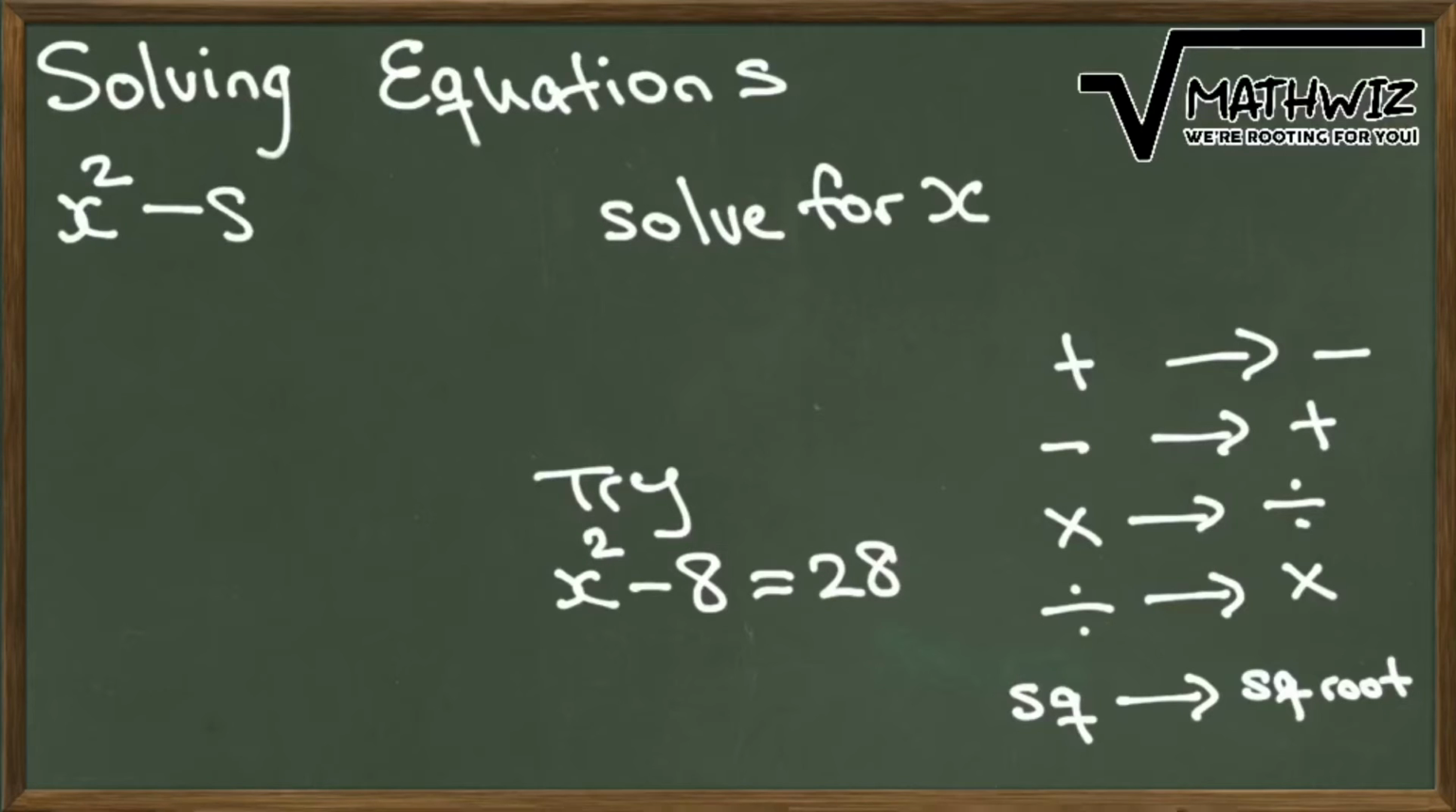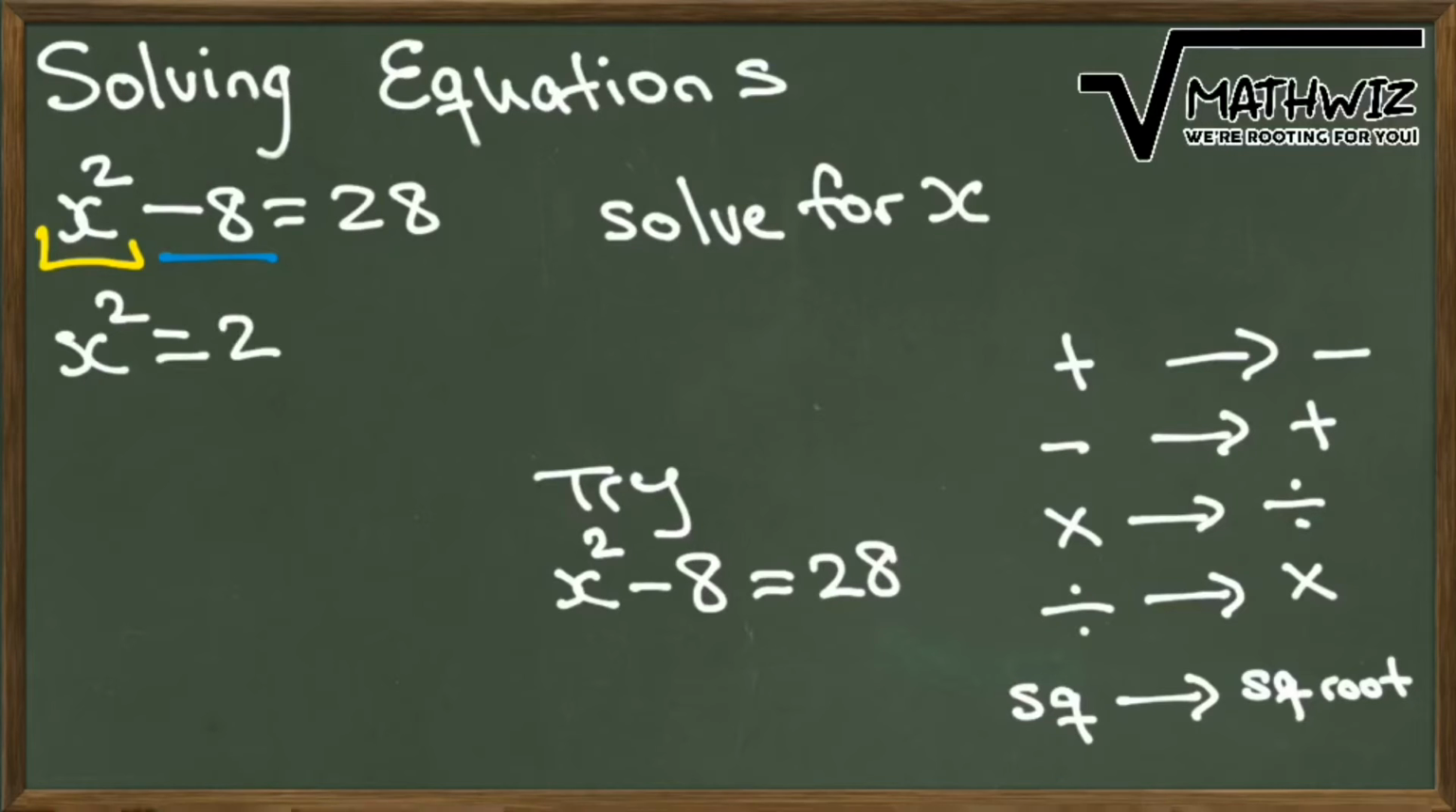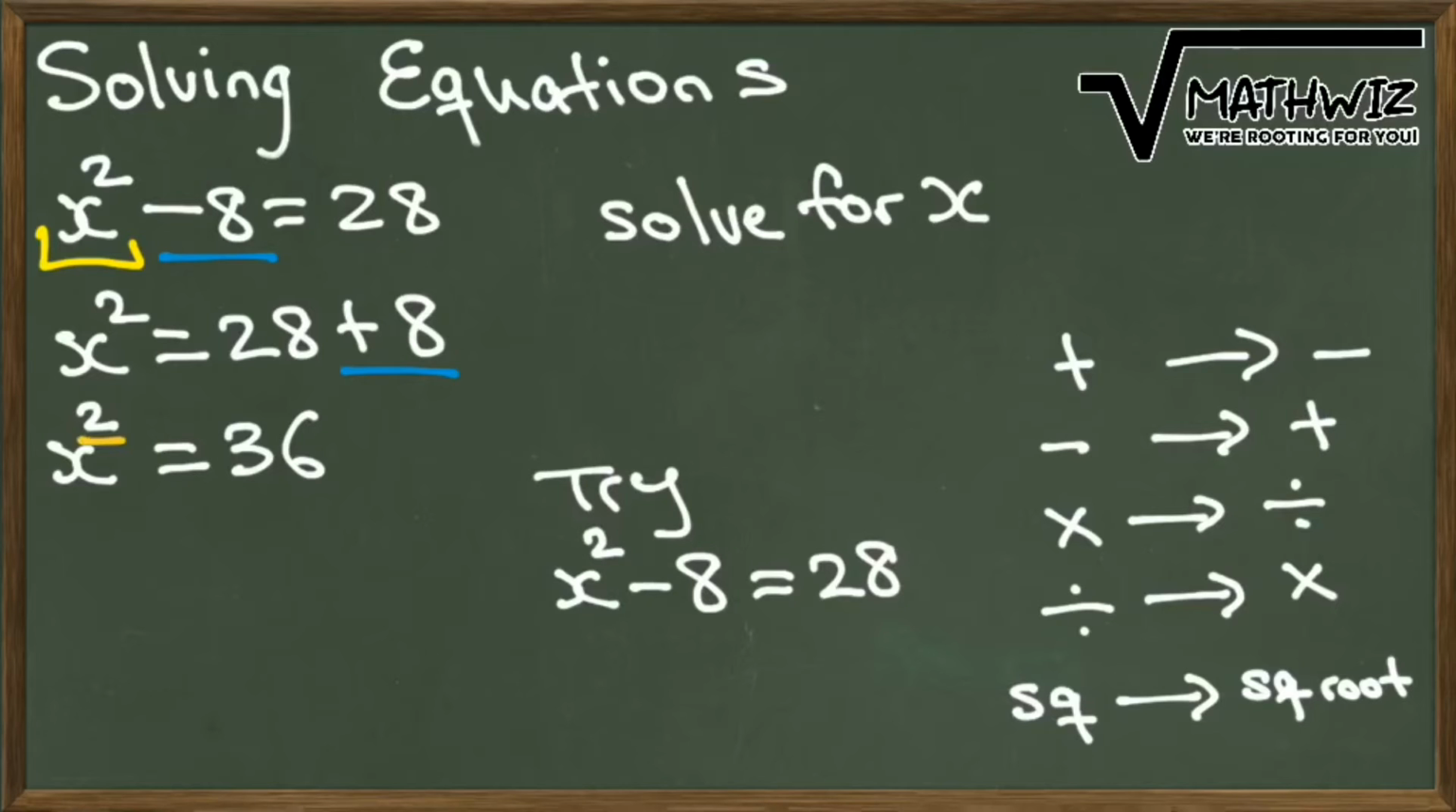So x squared minus 8 is equal to 28. You locate your x. Then the minus 8, when we take it to the opposite side, is going to become plus 8. And so we have x squared is equal to 36. And to get rid of the square, you will square root. And the square root of 36 is simply 6. So that is our first example.